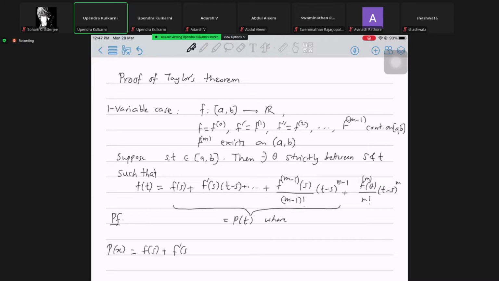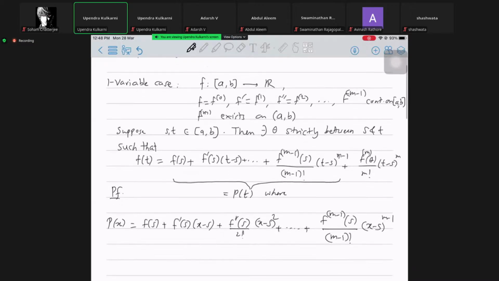f of s plus f prime of s times x minus s plus f double prime of s times x minus s the whole squared divided by 2 factorial, and so on until the m minus 1th derivative of f evaluated at s divided by m minus 1 factorial times x minus s to the m minus 1. So notice that everything that is written in the front is just a constant. Okay, so all of these are just numbers. Okay, very good. So what is the point of this?